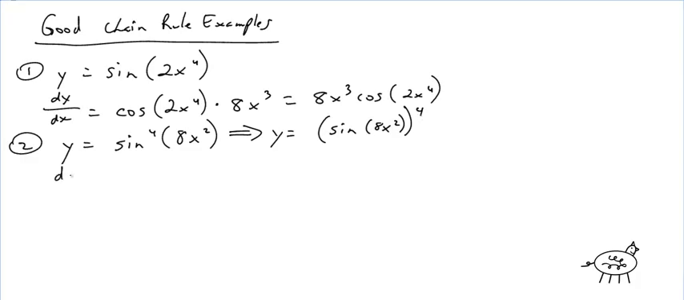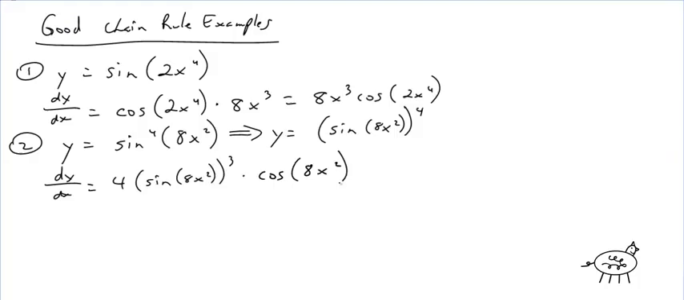Okay, so let's write dy dx. That's going to be 4 times the sine of 8x squared to the third power, right? Do you see that? That's like saying u to the fourth power is 4u to the third power. All right. Now I'm going to take my next level, which is actually using the sine. So it's times cosine, and again, I'm not touching that inside yet. So it's cosine of 8x squared. And now I'm working my way from the outside all the way inside, and the derivative of 8x squared is 16x.